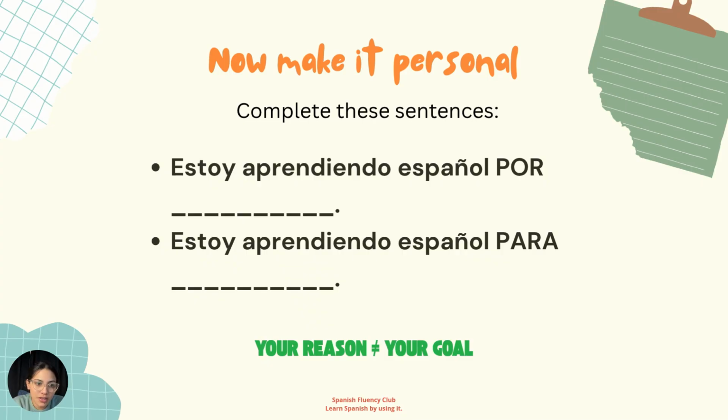And as a final challenge, I want you to make this personal. Complete these two sentences. Estoy aprendiendo español por... I'm learning Spanish because of... What's your reason? Okay. And the next one. Estoy aprendiendo español para... What's your goal? Okay. Notice how your reason and your goal are not necessarily the same thing. Try creating both sentences about yourself, okay? And most importantly, say them out loud.